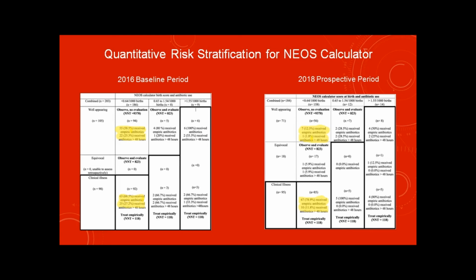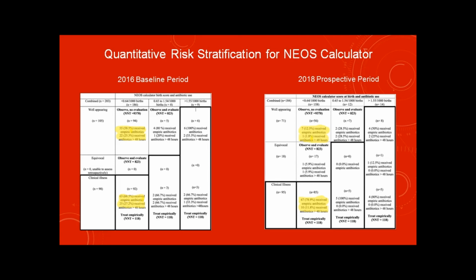Y'all remember this quantitative risk stratification? If you look at the highlighted areas right here, we treated almost 60% of the babies in this period, and about 25% received antibiotics greater than 48 hours. And these babies are at least at risk. These were probably newborns that didn't need to be treated. And so we went down to 12.5% in the respective period, and only one baby got antibiotics greater than 48 hours.